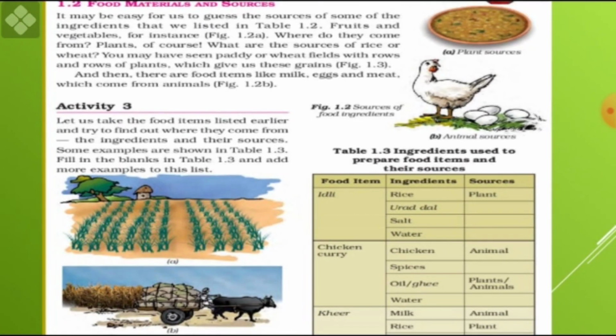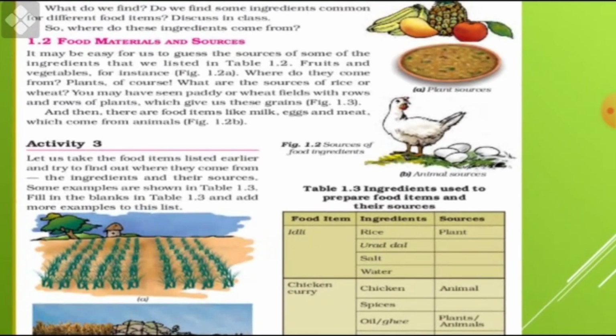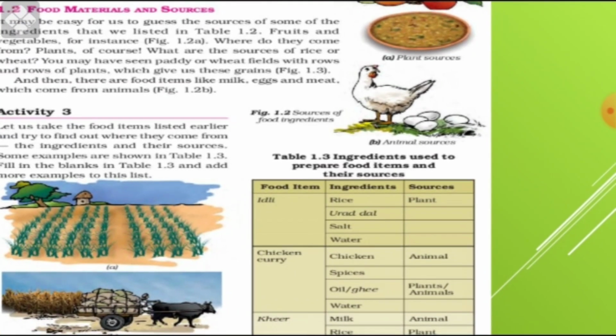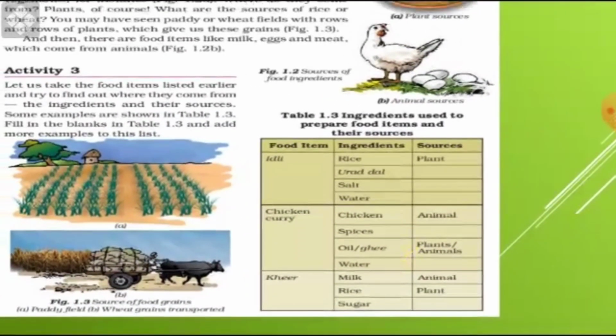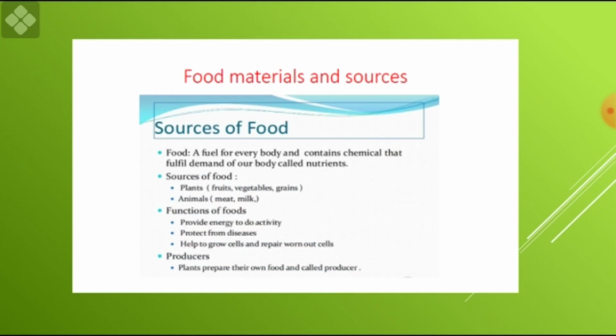When we move on to the animal source, food items like milk, egg and meat come from the animals. So we have an activity 3. Table number 1.3. Let us look into the ingredients used to prepare food items and their sources. So, food materials and their sources.